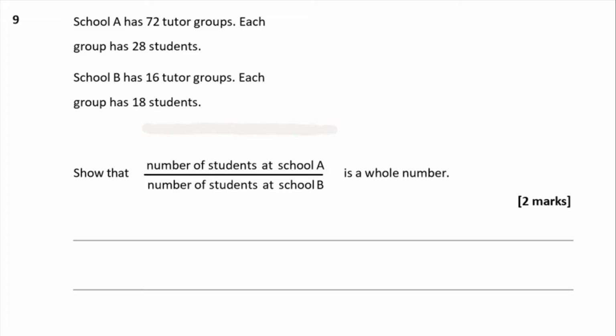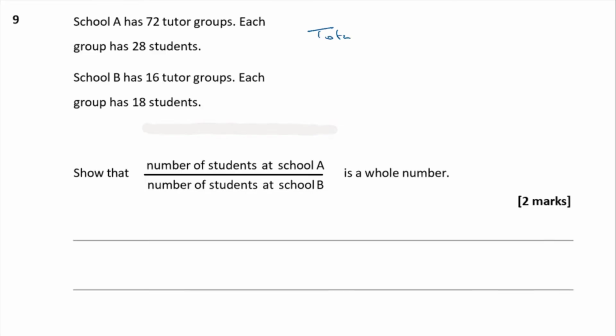Question 9. School A has 72 tutor groups. Each group has 28 students. School B has 16 tutor groups. Each group has 18 students. Show that the number of students at school A divided by the number of students at school B is a whole number. Okay, so we just need to work out the total students for each school, don't we?